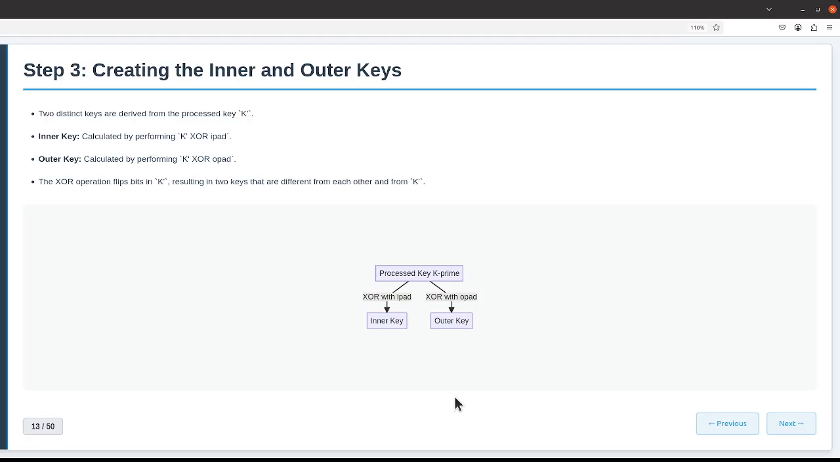The outer key is created by XORing K with the OPAD. The XOR operation flips the bits in K prime wherever the corresponding bit in the pad is 1. Because IPAD and OPAD are different, this process results in two derived keys that are related to K prime but are completely different from each other. This is crucial for the security of the nested hash construction.